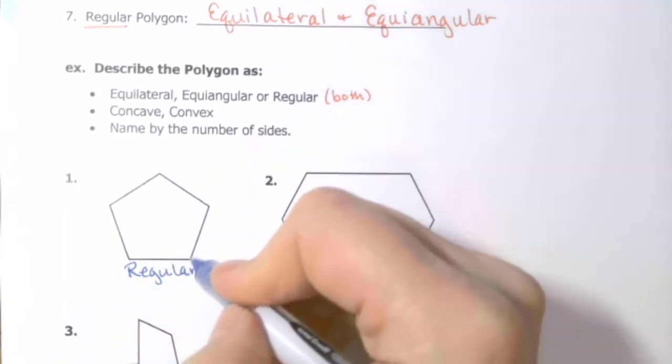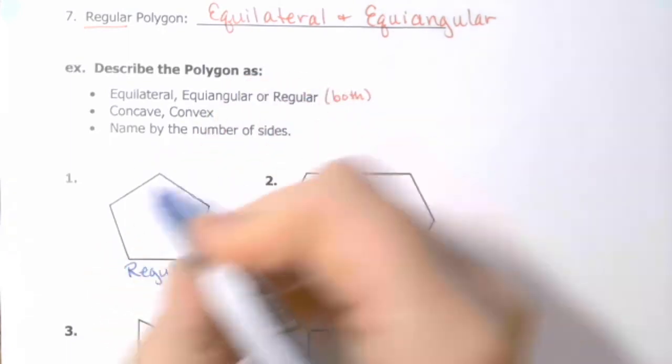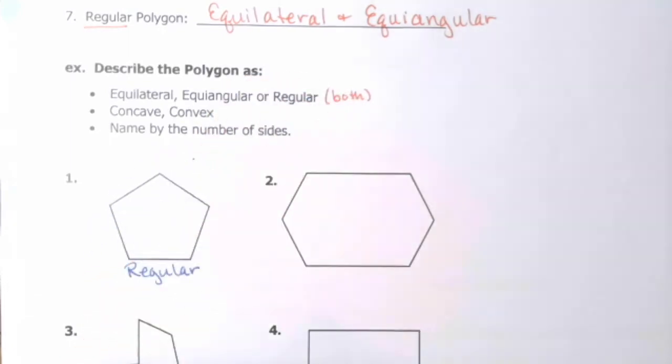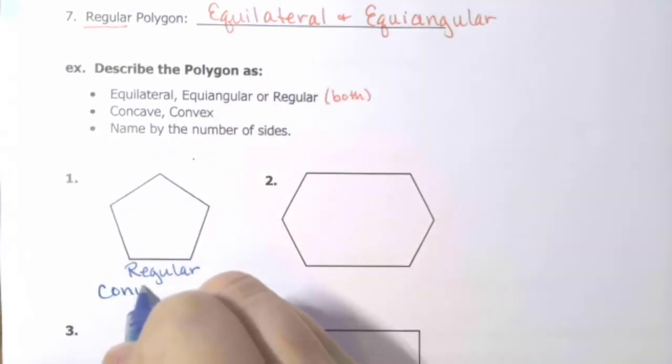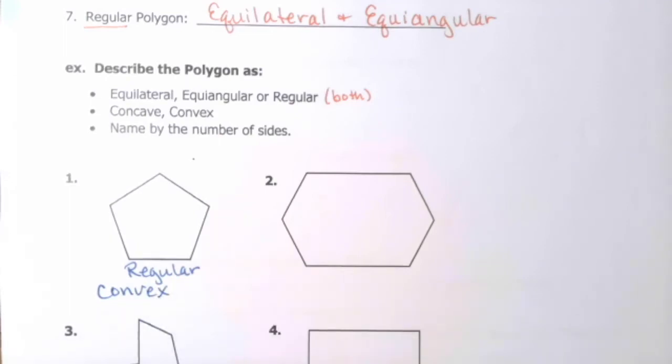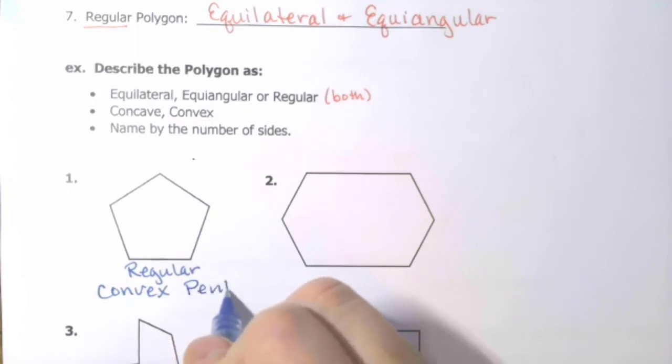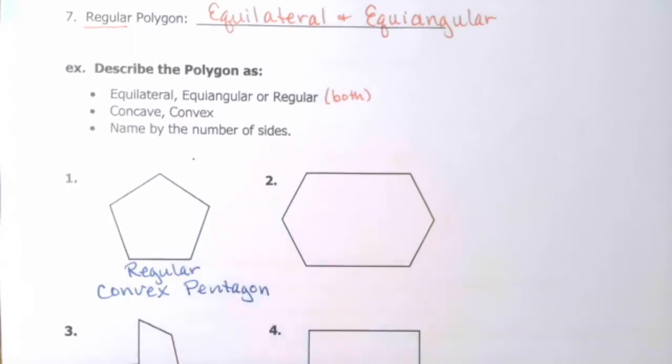There is no line that I can draw that will punch into the figure, so it is a convex figure. And it has 5 sides, so it is a pentagon. Notice the order of the terms: regular, convex, pentagon. The last one is the name by sides. Okay, let's look at number 2.